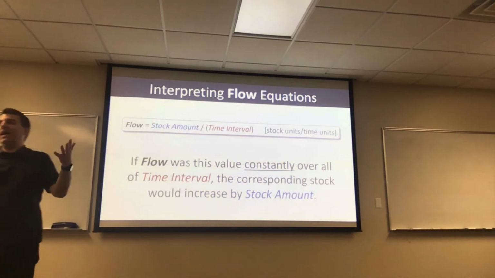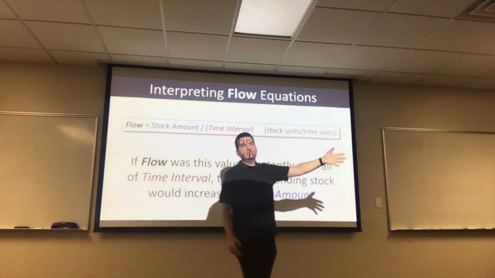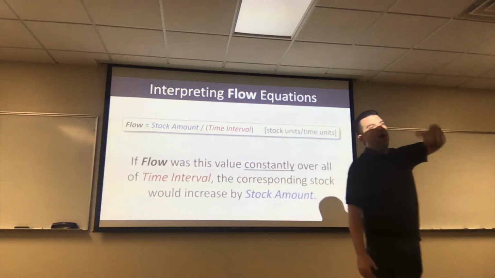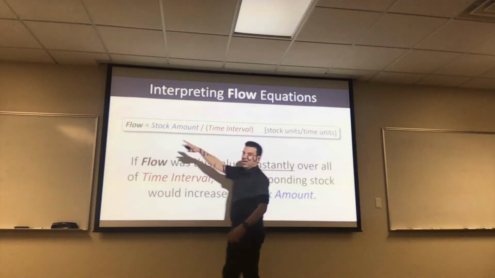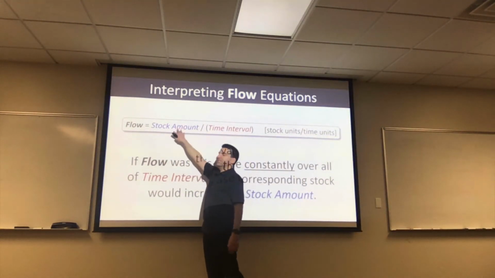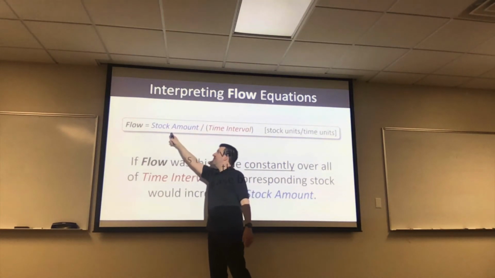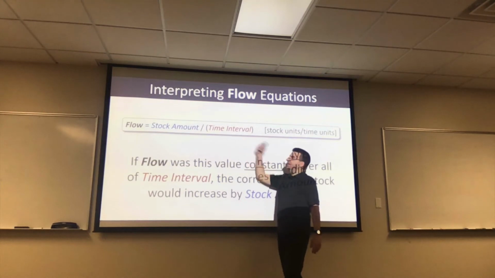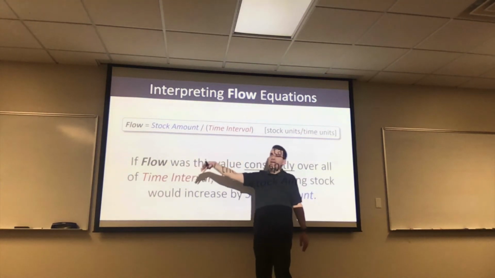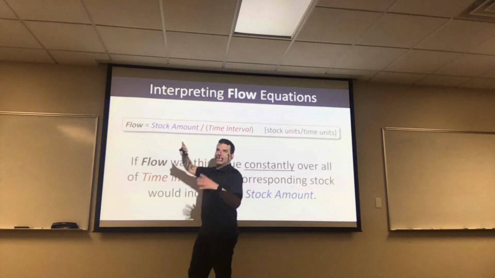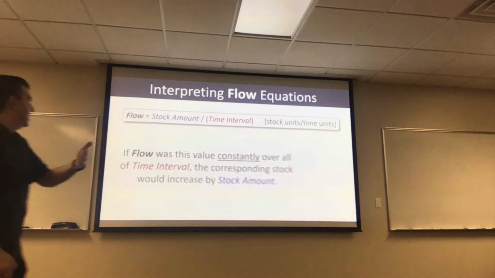So if I called this 5, but I wrote it as 10 over 2, then that would mean if I waited 2 seconds, the stock would rise all the way up to 10. So that's the way we interpret what a flow is. It's how much the stock would change if we left the flow at this constant value for this amount of time. But in these stock and flow diagrams, the flows are changing very rapidly. And so this interpretation only works for a tiny dt, and then the flow changes again.